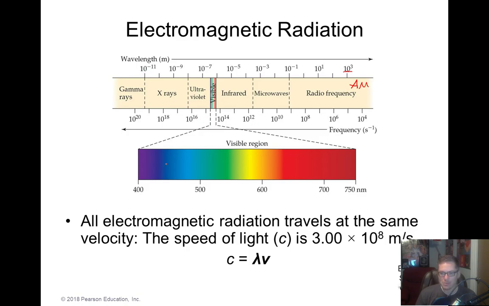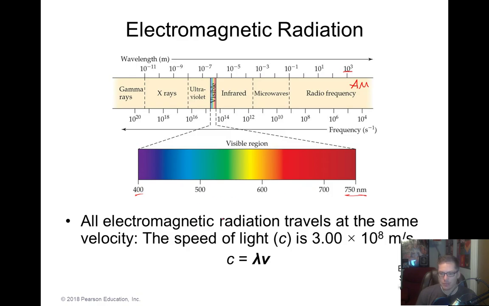Okay, the visible spectrum is here, so our eyes can detect wavelengths between 400 and 750 nanometers. All right, one thing I don't like about this graph is that it makes it look like these are frequencies, but these are in fact the wavelengths.